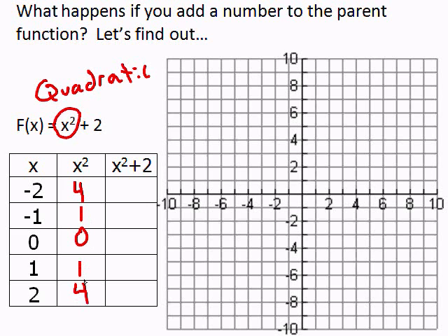We did that previously. Now what happens if you just add the 2? If you add 2 to x squared, you just add 2 to all the x squared values, giving us 6, 3, 2, 3, and 6. Because 4 plus 2 is 6, 1 plus 2 is 3, 0 plus 2 is 2, and so on.